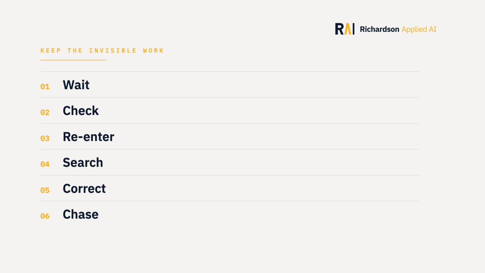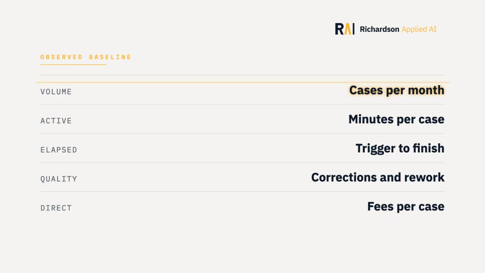Keep active time and elapsed time separate. 10 minutes of work followed by 2 days of waiting is not 2 days of labor cost. It can still be a serious throughput problem. For several representative cases, record active minutes, total elapsed time, wait time at handoffs, corrections, direct fees, and whether the case was normal or exceptional.